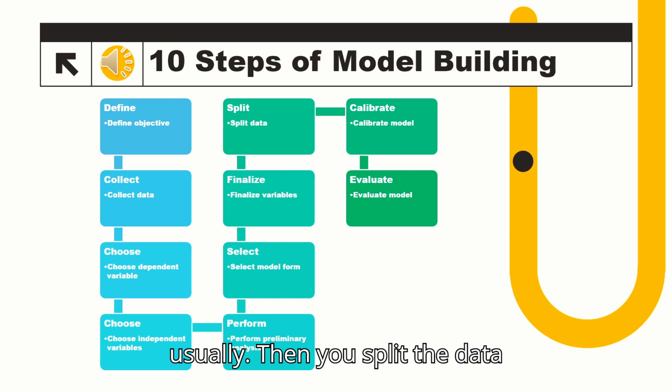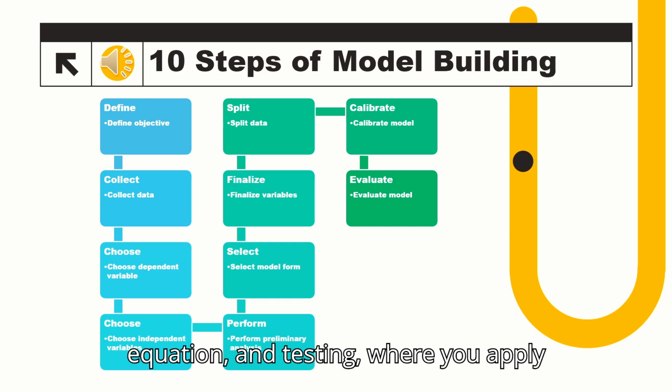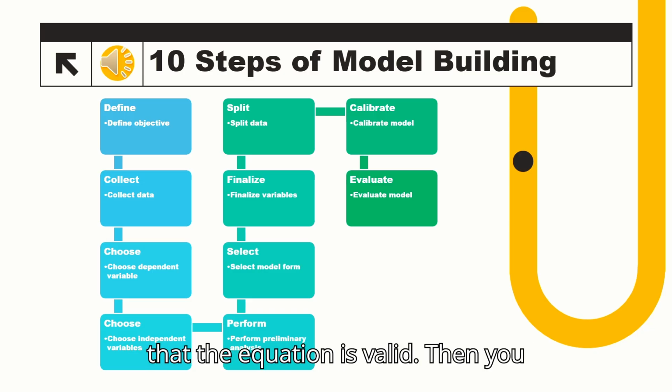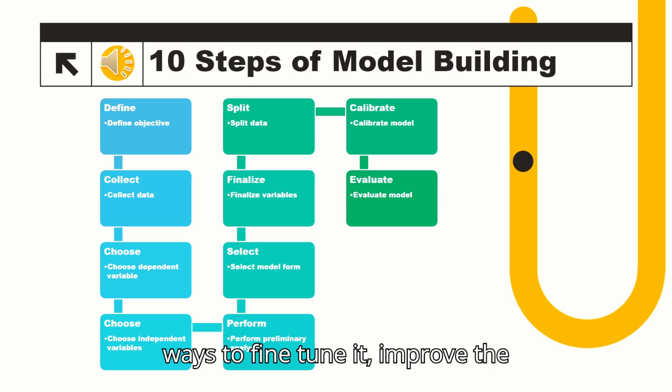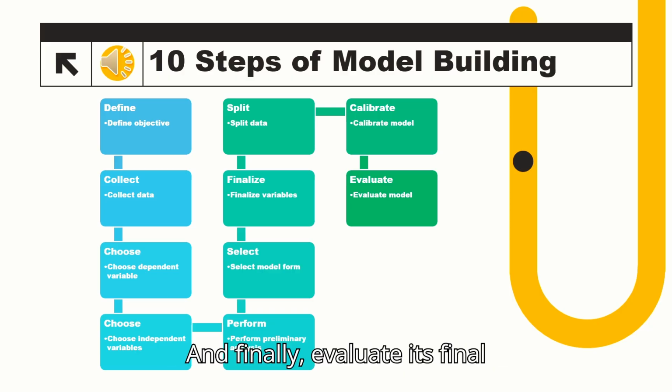Then you split the data 80-20 into training, where you make the equation, and testing, where you apply the equation to make sure that the equation is valid. Then you calibrate the model, as in, if there are ways to fine tune it, improve the R square, go ahead and do them. And finally, evaluate its final performance on an external data set or on a real world application.